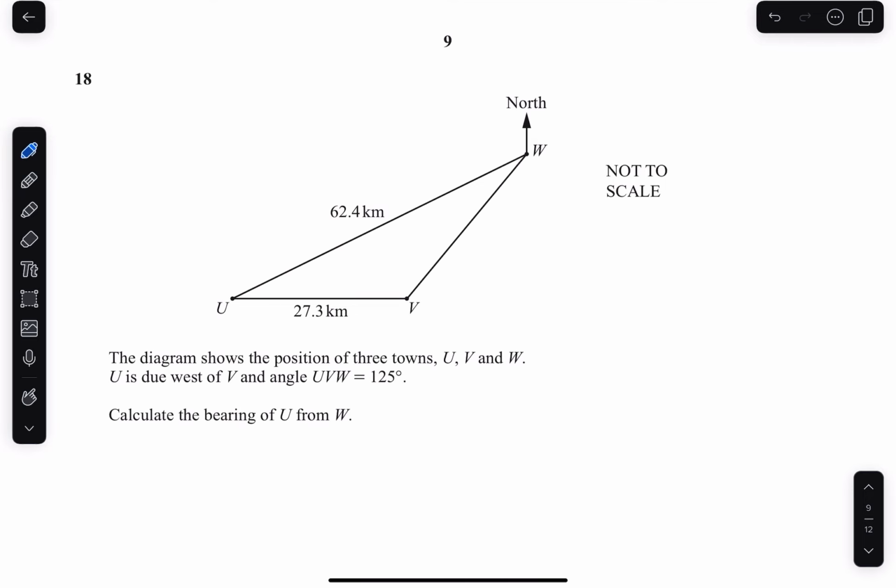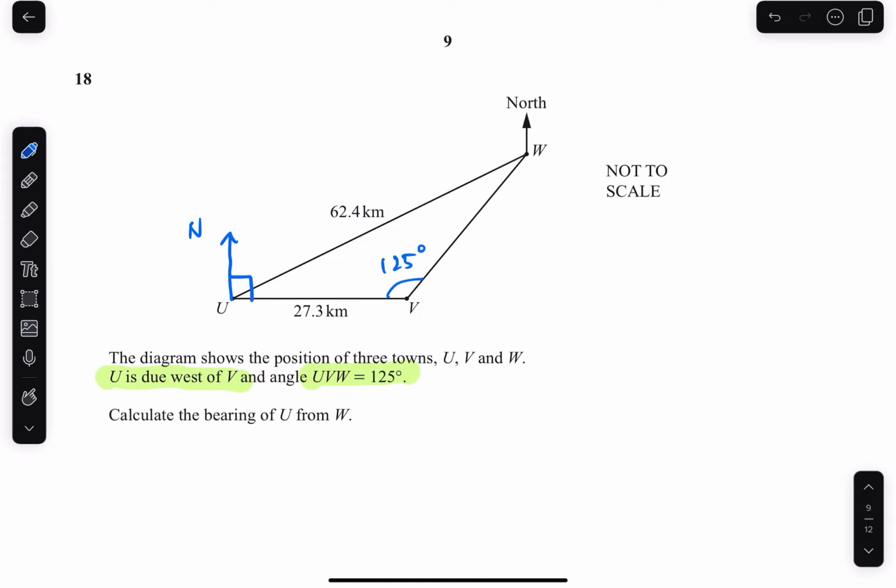The diagram shows the position of three towns, U, V, and W. U is due west of V. Every time I see this information, I will always draw a north arrow first. So U is due west of V, which means if I draw a north arrow at U, I know this is a right angle. We are given that UVW is 125 degrees, so let's annotate this into our diagram.